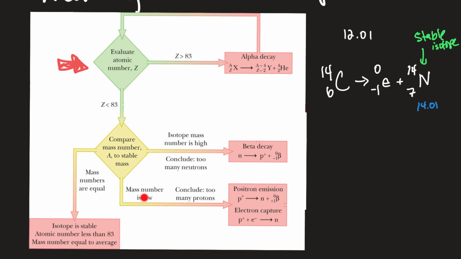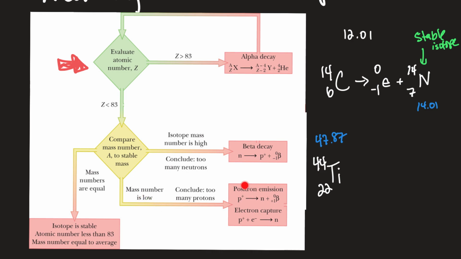What about if we have a mass number that is too low? Well, let's look at this example here. Let's say we have this radioactive isotope of titanium. What we find on the periodic table, the average atomic mass of titanium is 47.87. And so this mass here of 44 is relatively lower than this 47.87. So this titanium is radioactive. It is unstable.